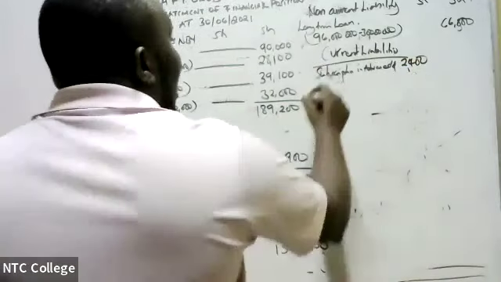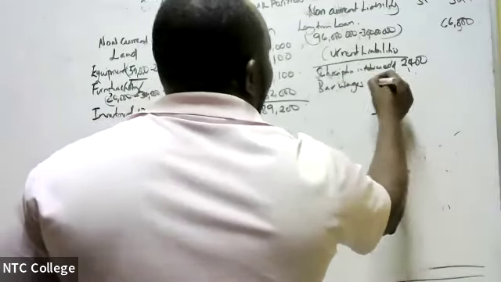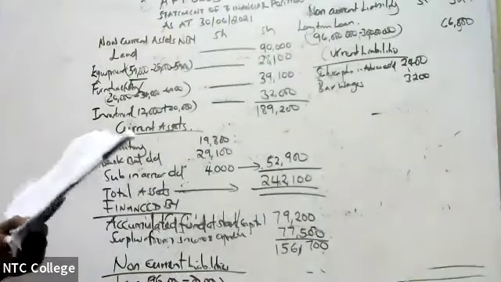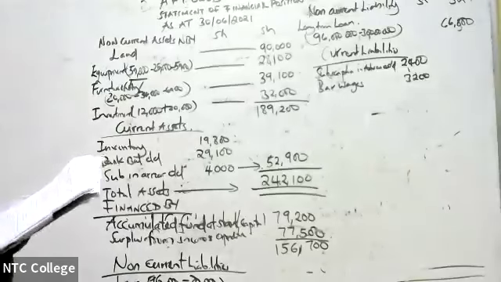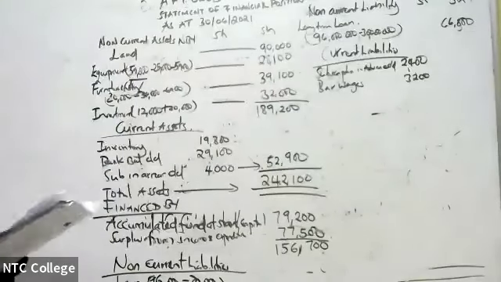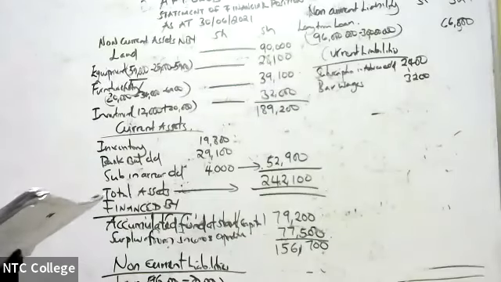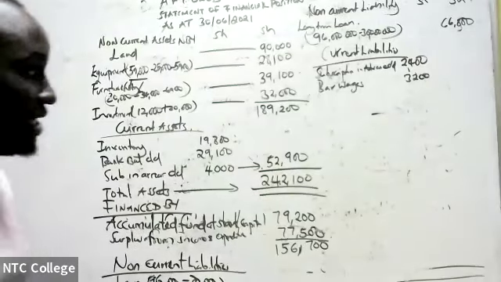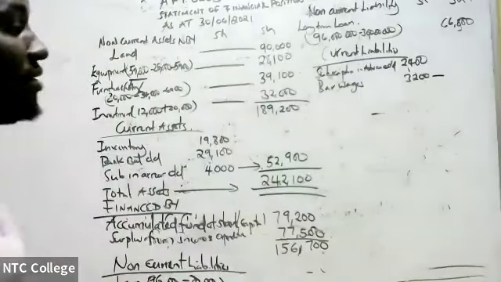Then we have bar wages due. Bar wages that are owing at the end, that is 32. That should be 32. Is there any liability we have not added there? So give me the total of that.